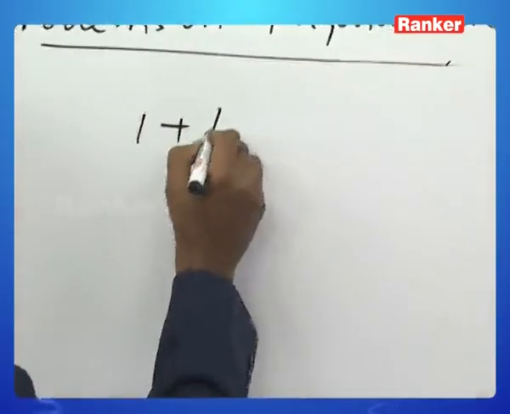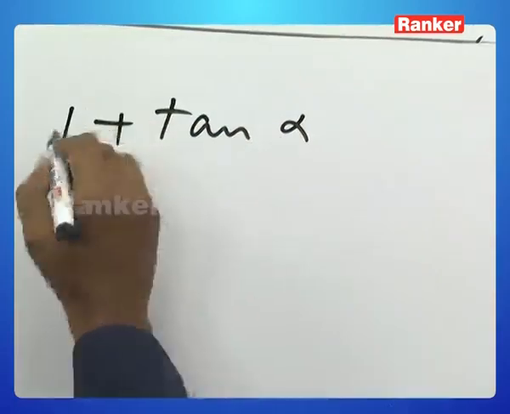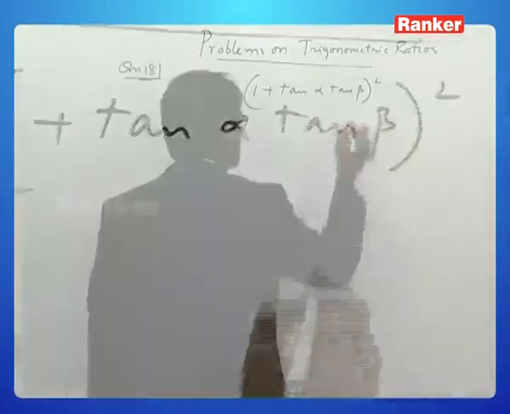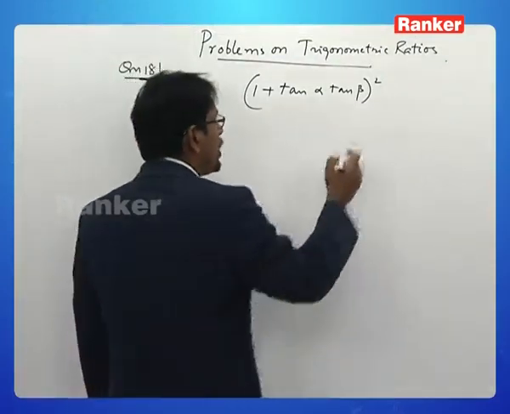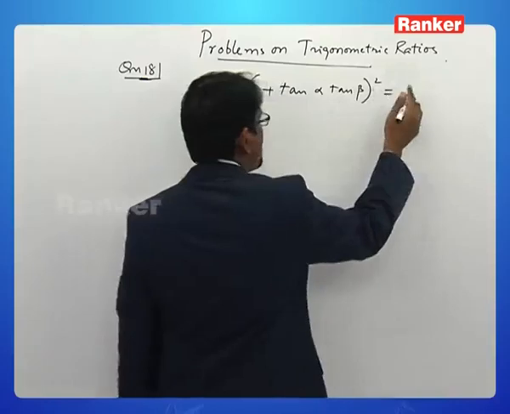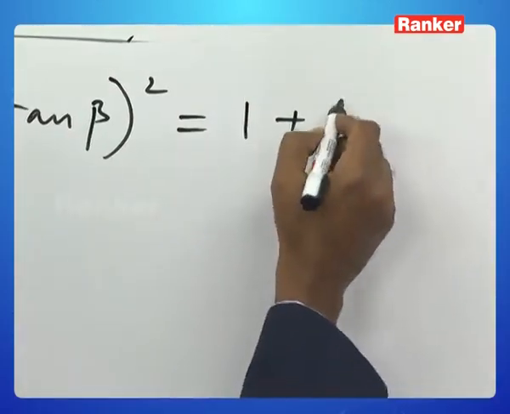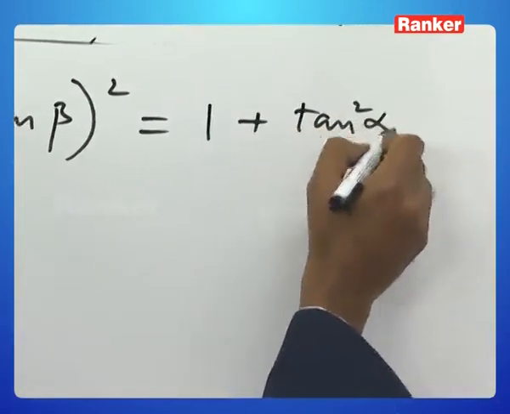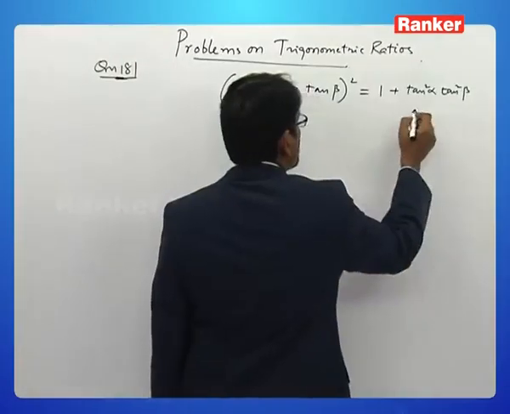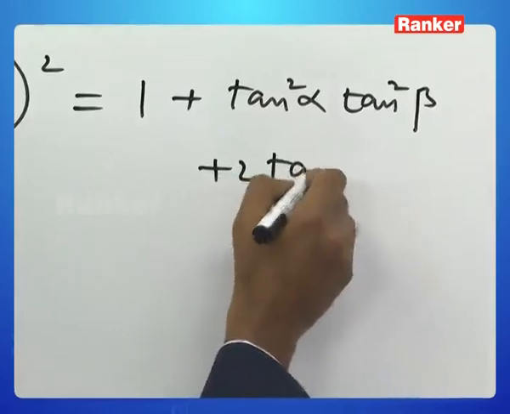So 1 plus tan alpha tan beta whole square. Let's write this as a plus b whole square. So 1 plus tan square alpha tan square beta plus 2 tan alpha tan beta.